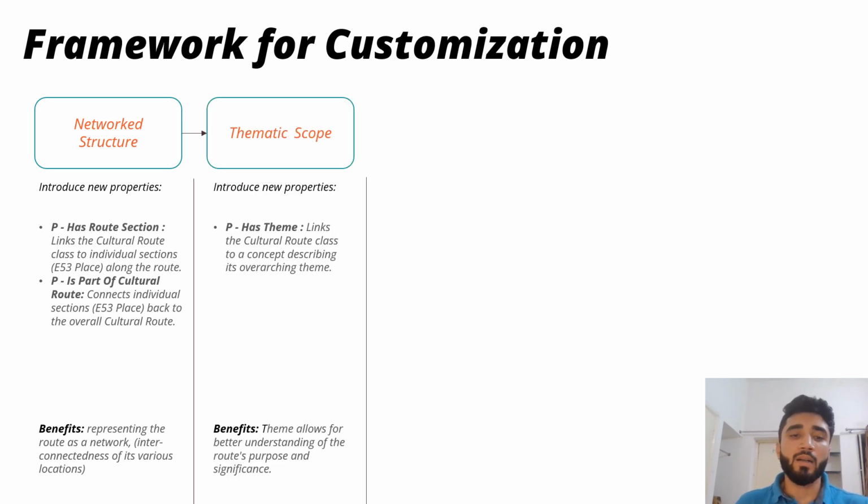Then the second is thematic scope. So under this, a new property is introduced, that is has theme. This property links the cultural route class to a concept describing its overarching theme. So this concept could be another class within the ontology or a reference to an existing vocabulary.